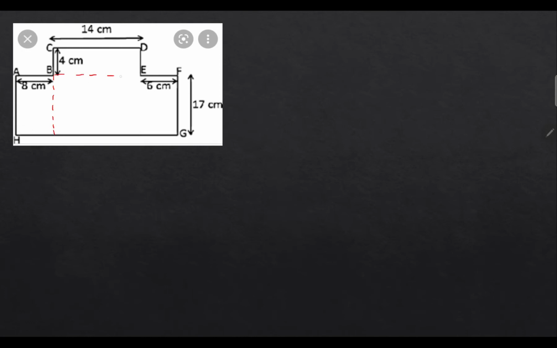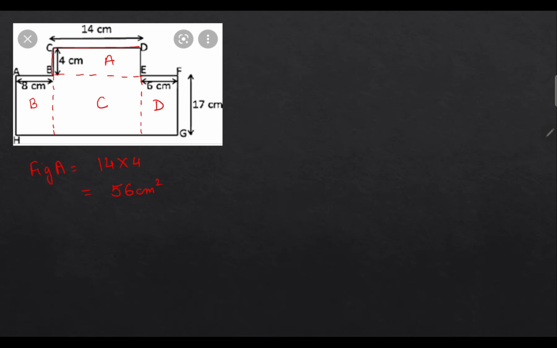Like this. Okay. So now let's start with this. This is part A, part B, part C, part D. First of all, let's start with part A. How will you count the area of figure A? Figure A area will be 14 into 4. One dimension is 14 and the other dimension is 4. 14 into 4 means 56 centimeter square.